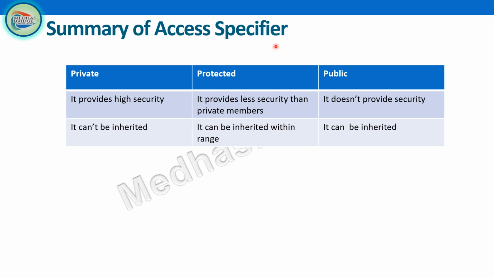Summary of access specifiers. Private access specifier provides high security. It cannot be inherited. Protected access specifier provides less security than private members. It can be inherited within range. Public access specifier does not provide any security. It can be inherited.